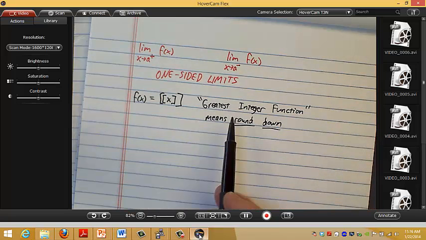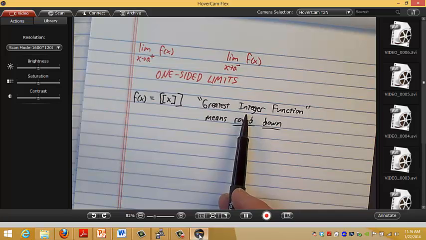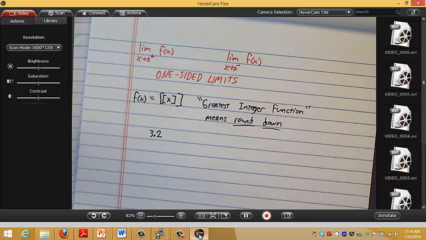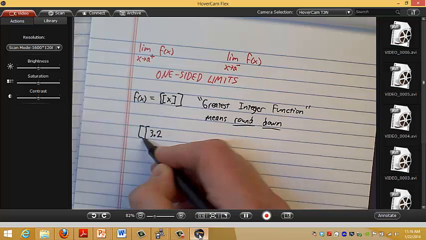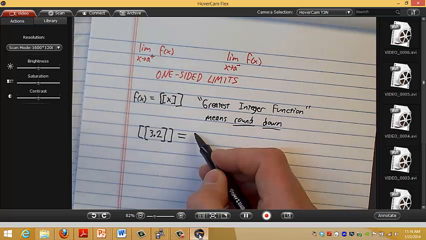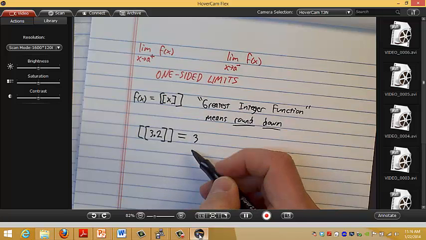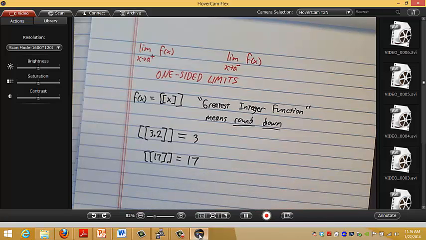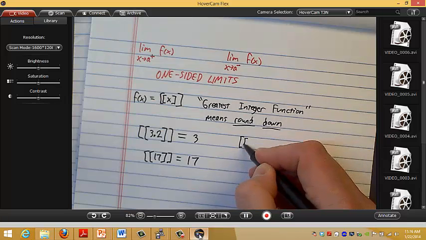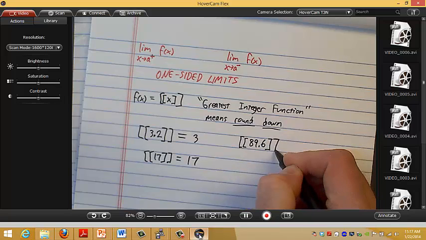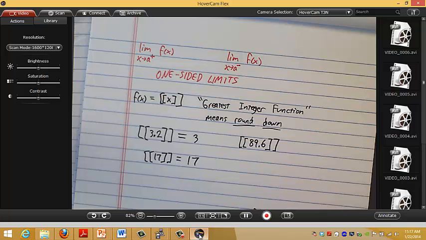You guys know the difference between integers and other real numbers, right? Like if I give you the number 3.2, is that an integer? No. What I'm going to do is put that 3.2 in these brackets, and what it means is I should round down, because I want to spit out an integer. So what's the greatest integer of 3.2? It's 3. Or if I said, what's the greatest integer of 17? Well, that is an integer, so it's 17. If I said, what's the greatest integer of 89.6? What is that? 89. Yeah, that's 89.